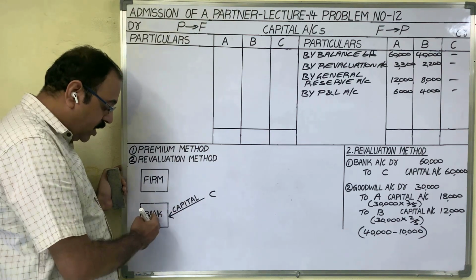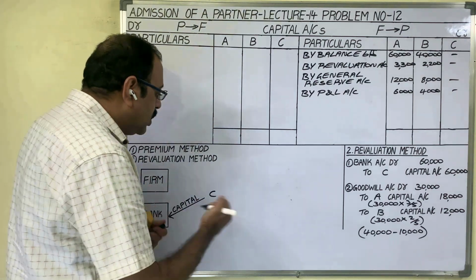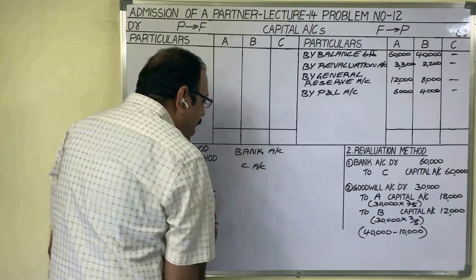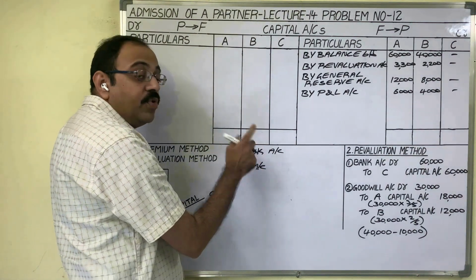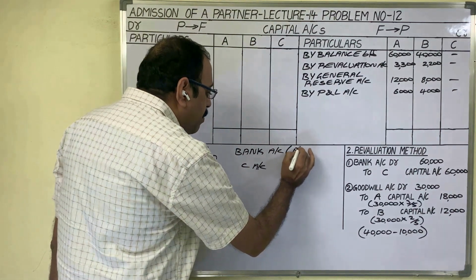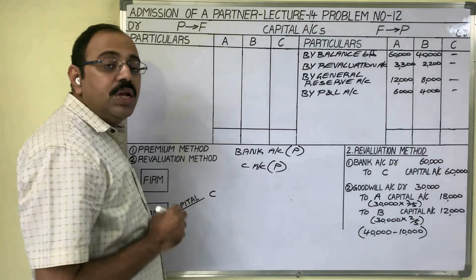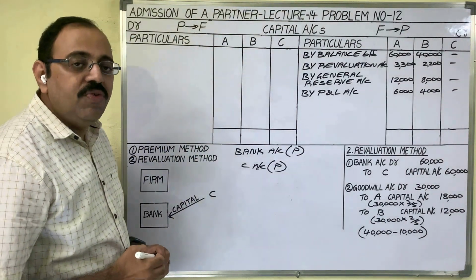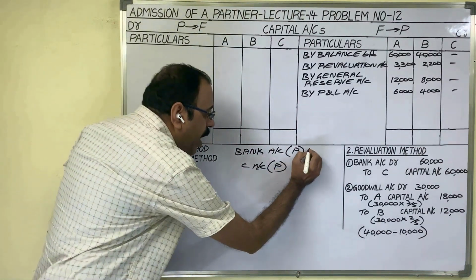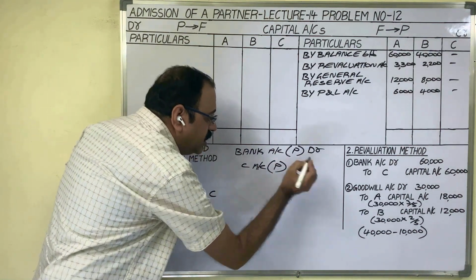So bank is a receiver and C is a giver. Two accounts are bank account and C account. Bank, with the firm's name, if you open any account, it is a personal account. C, partner's name, this is also a personal account. Personal account rule: debit the receiver, credit the giver. Banker is a receiver, debit bank account. C is a giver, credit C's account.